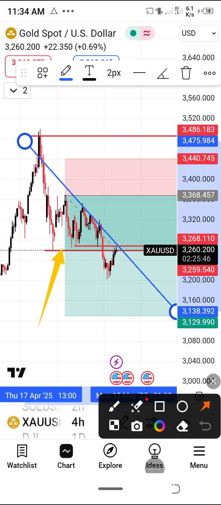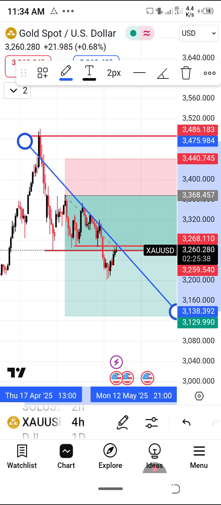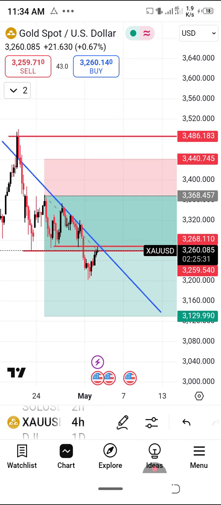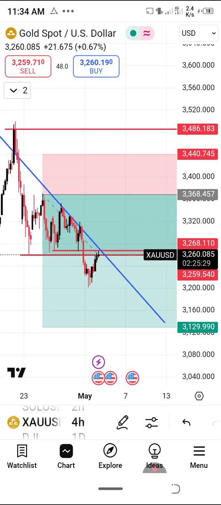Market broke this area, and you see it's really coming down. It's going back to retest that line again. So what will happen? We'll expect a much bigger push to the downside. As you can see, I have already placed my trade.